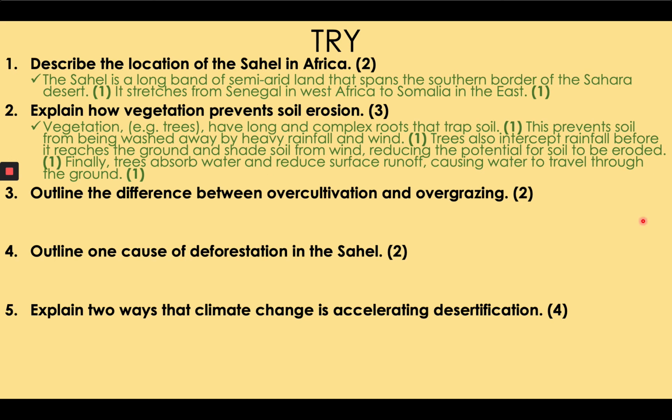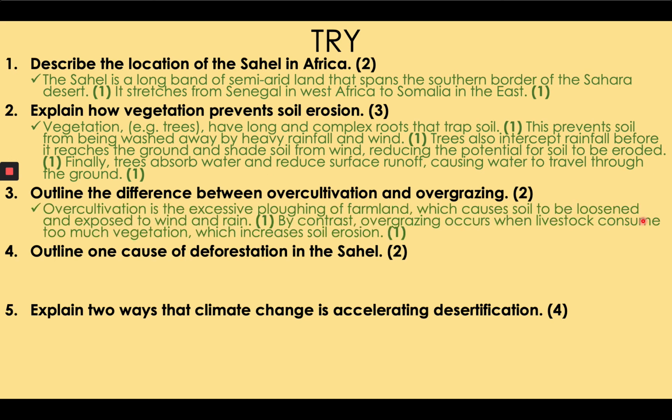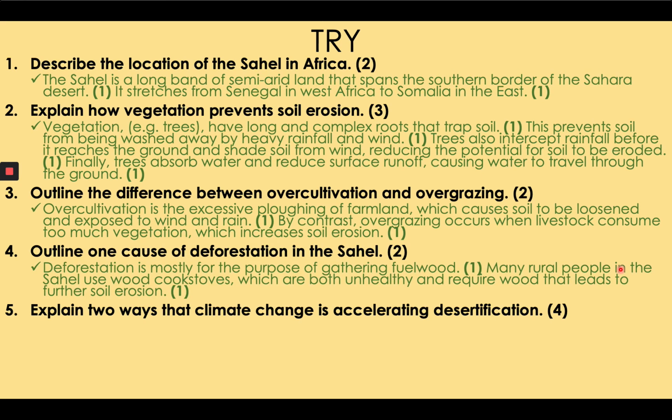3. Outline the difference between overcultivation and overgrazing. Make sure you have both of these. 4. Outline one cause of deforestation in the Sahel. You need both of these points.